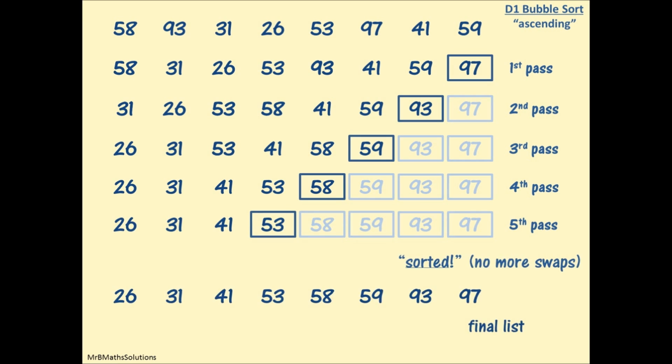Or if we had simply said that it was sorted and there were no more swaps, that would have been okay as well. But do be careful, do make sure that at some point you do write what the final list is. And do, of course, check that they are in the right order. Check that these are the right numbers from the original list, and check that they are in ascending order.